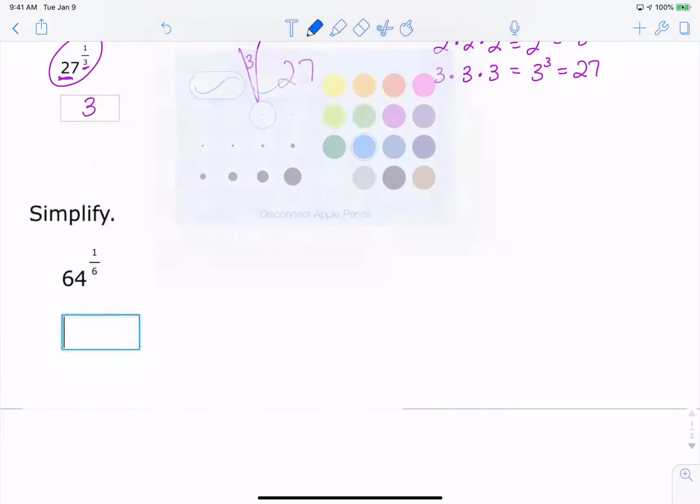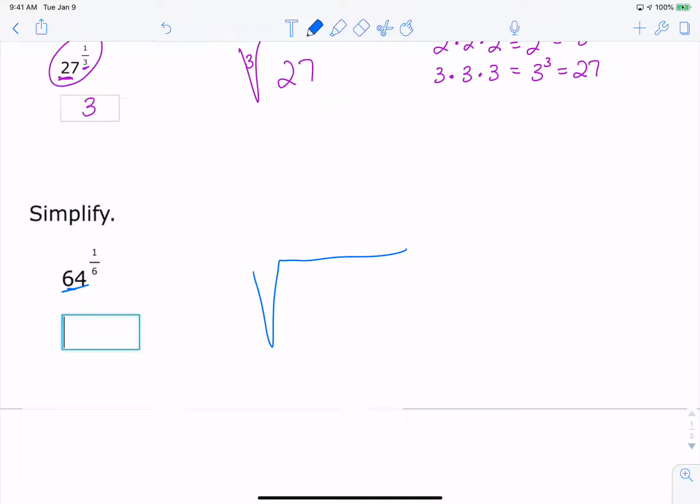64 to the 1/6, same thing. Do your radical. 64 is your base. Power is still 1. The index is 6. So we're trying to figure out what number multiplied by itself 6 times gives us 64.